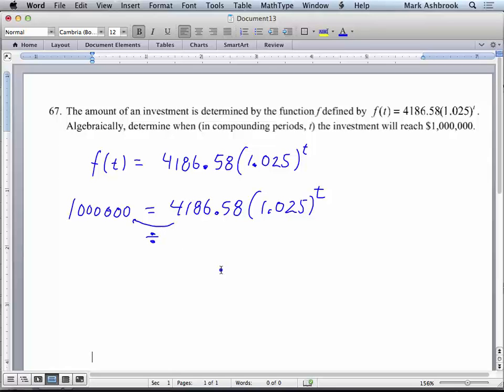We're going to divide both sides by the 4186.58. And what do you get when you do that? I didn't do it, I kept it in fraction form. Oh, you kept it in fraction form. Okay, fine, that's great. Anyone get a value for that? Just yell it out, nice and loud.